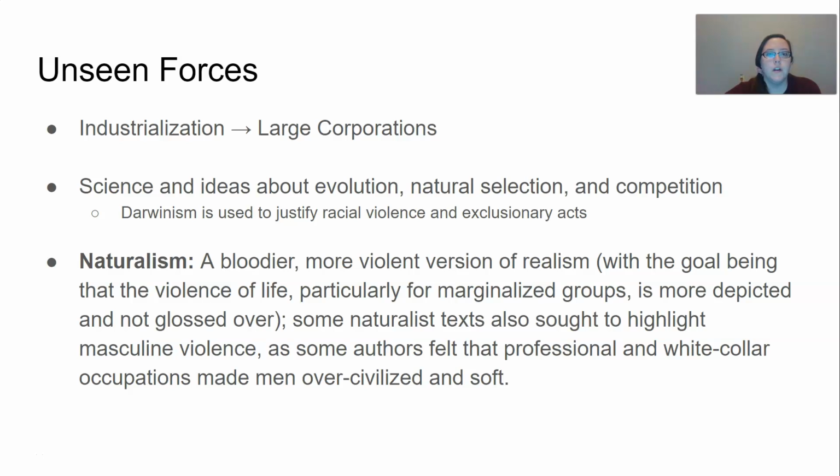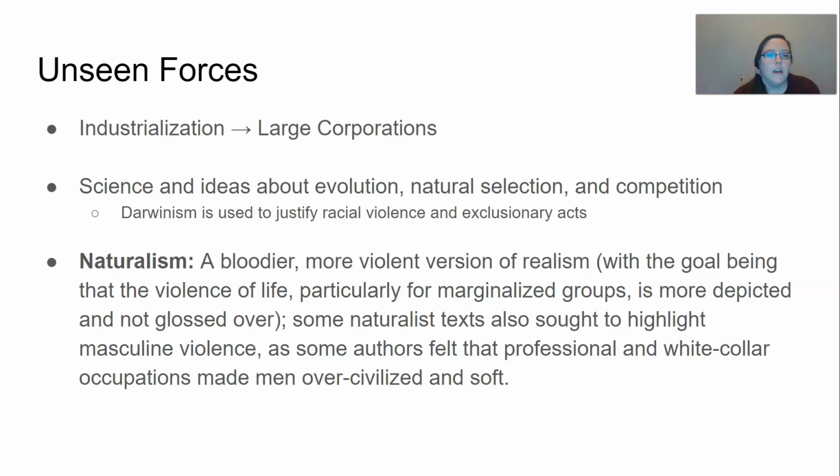With Charles Darwin and Herbert Spencer, we get science and ideas about evolution and natural selection and competition, but a lot of that, specifically Darwinism, is used to justify a lot of racial violence and exclusionary acts, to say that it's survival of the fittest, or this is natural selection, and so that's why I can oppress you because I am the stronger person, I am the higher being, or this is my natural order. A lot of Darwin's ideas are used to justify all sorts of racial violence. And so while we're getting science that's helpful, like x-rays, we're also getting scientific theories that are really damaging.